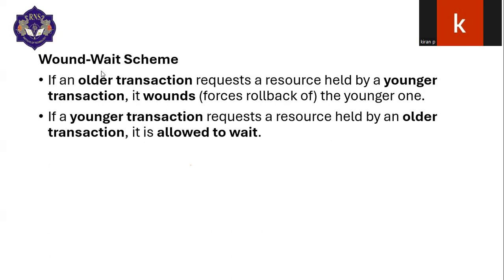Okay, so the first one is wait and die. You should always think about the older one. So in this case, the older is wounded, which indirectly means that it gets aborted. When a younger transaction requests a resource held by an older transaction, it is allowed to wait. So it is the reverse way around.